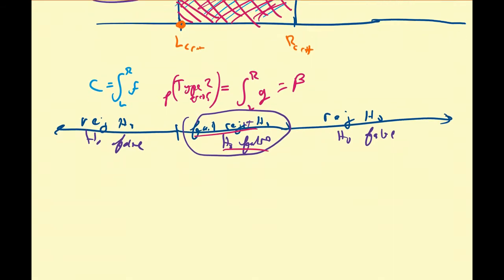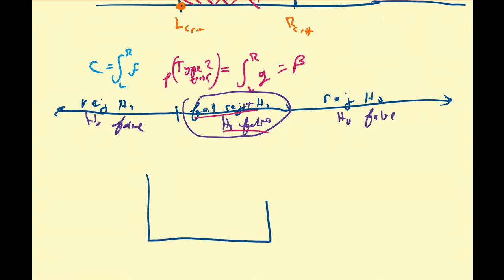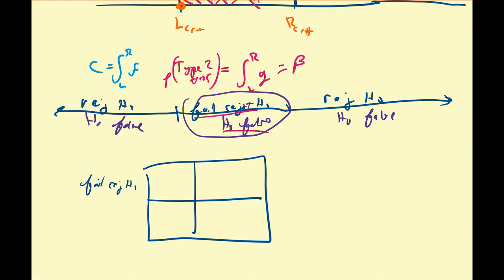Sometimes people summarize this in a Punnett square type of table. So this is the fail to reject the null hypothesis, this is the rejection of the null hypothesis, this is H0 true and H0 false. So failing to reject the null hypothesis when the null hypothesis is true, that's a good thing. That's what we refer to as C.